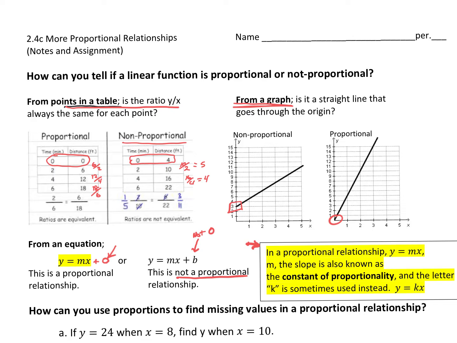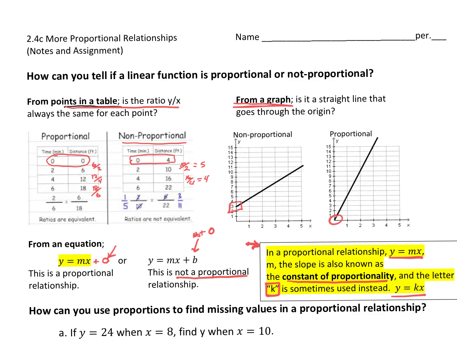Sometimes the m, the slope, is also known as the constant of proportionality. And sometimes we use the letter k for that. So just in case you ever see that, you'll know that y equals k times x is the same thing as y equals m times x. They just use k for the constant of proportionality. That's the same as the slope.